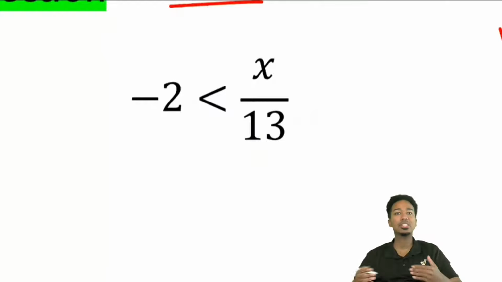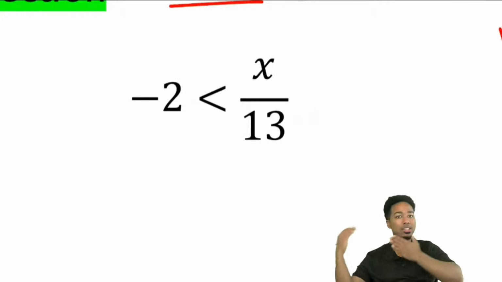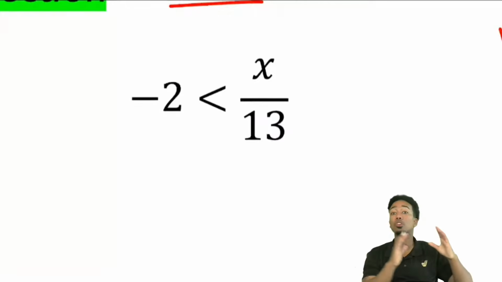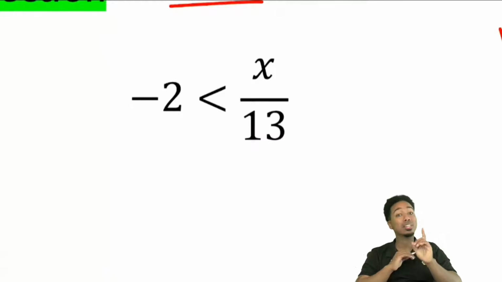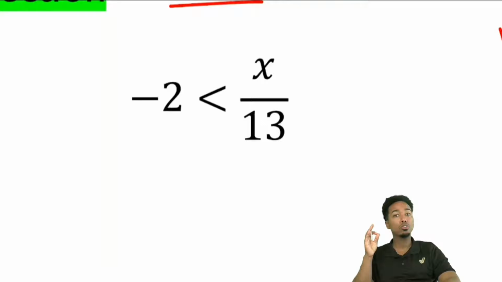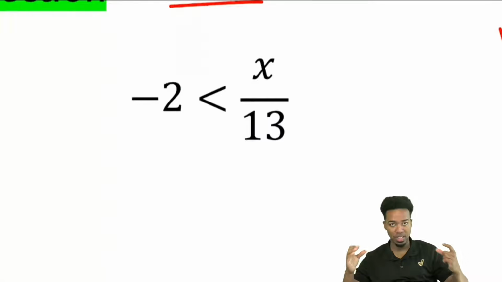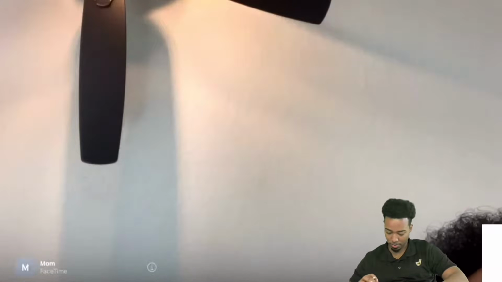But the thing is, you solve these inequalities in the same way you would solve equations, with one exception to the rule. The only exception is whenever you multiply or divide by a negative, you have to flip the symbol. Anytime you multiply both sides or divide both sides by a negative, again, you will flip the symbol.